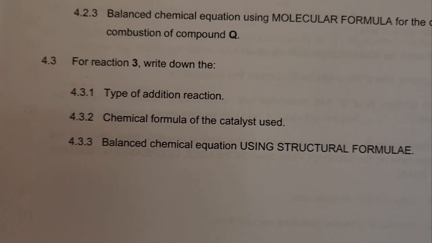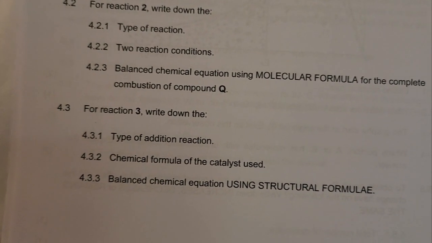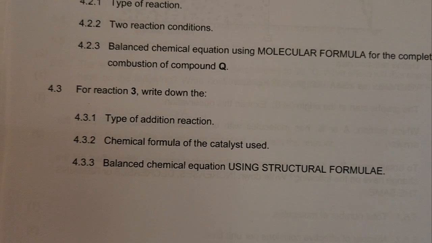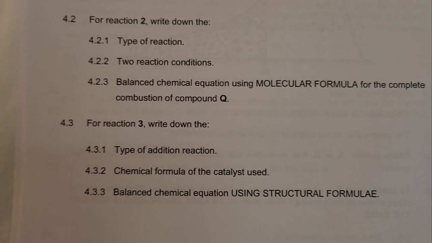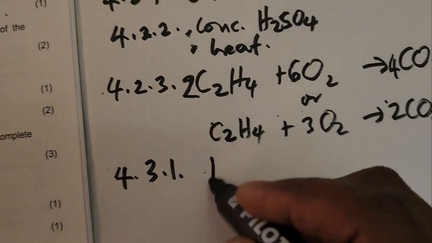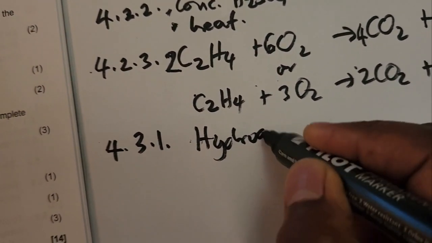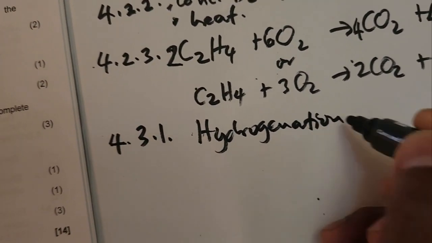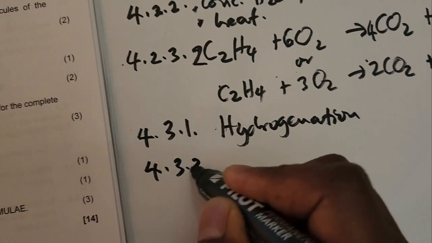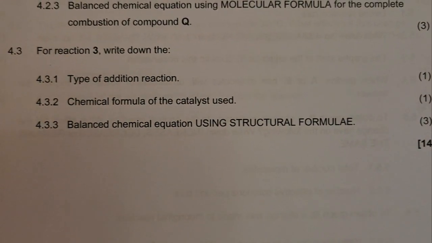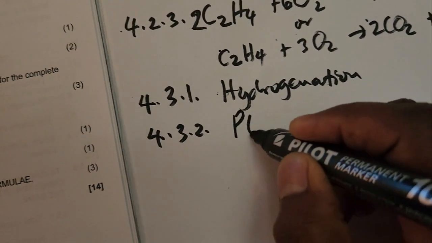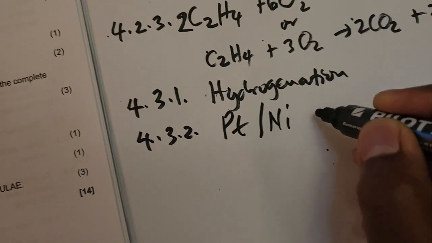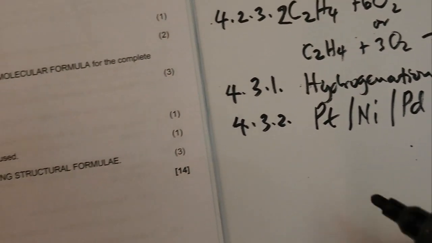So 4.3.1. 4.3, they say reaction 3. Reaction 3, we remember we said it's your addition. Write down the type of addition reaction. Because we're adding hydrogen, then it's hydrogenation. And then 4.3.2, write down the chemical formula of the catalyst used. You can write platinum, you can write nickel, you can write palladium. It's fine.